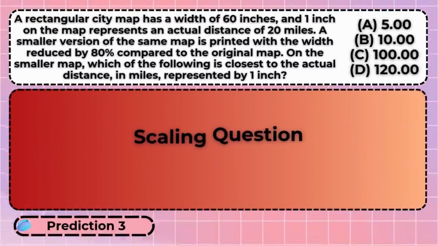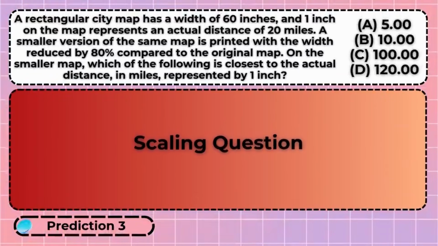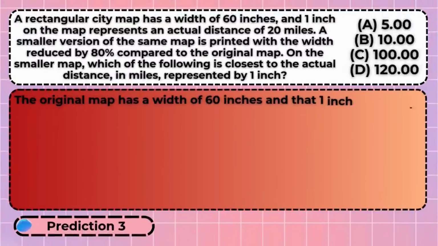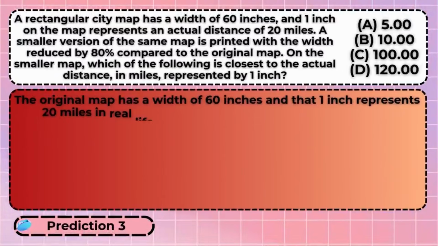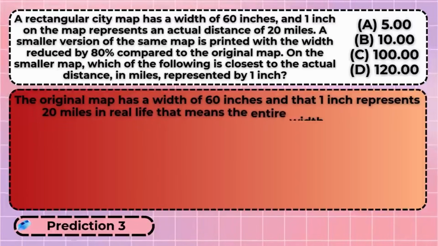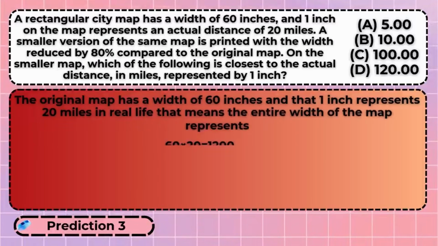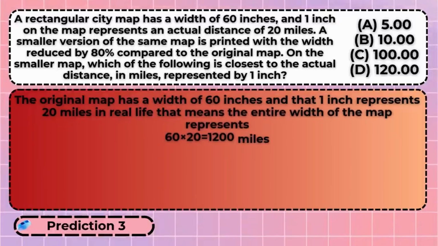So anytime we have a scaling question like this, we should start by understanding how the scaling affects the map and the distances represented on it. So they tell us that the original map has a width of 60 inches and that 1 inch represents 20 miles in real life. That means the entire width of the map represents 60 multiplied by 20, which is 1200 miles, which is the actual width of the area covered by the map.